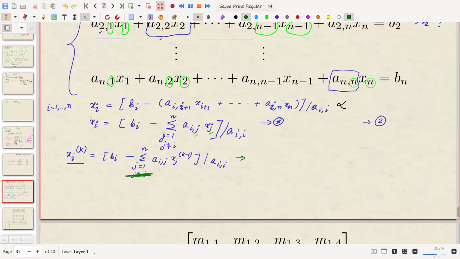Let us go back again. Now you know it. So if you don't use j not equal to i, that means j equal to i can also go inside the summation. What will be the term? What we are eliminating? A_ii, of course, x_i at k minus 1. Is the term, right? This is the term which we are eliminating here, j not equal to i.